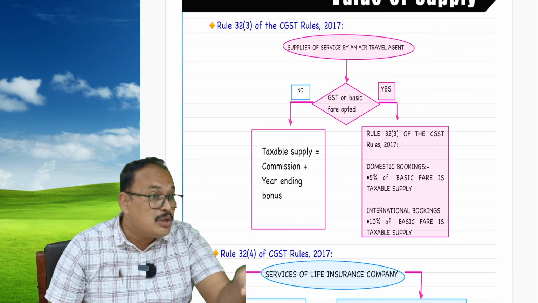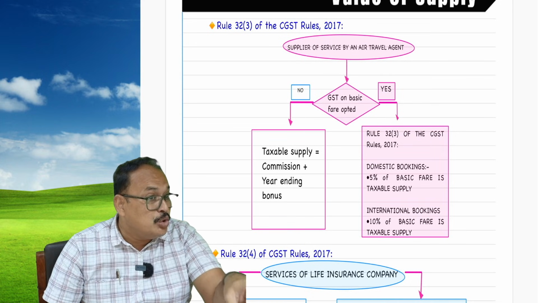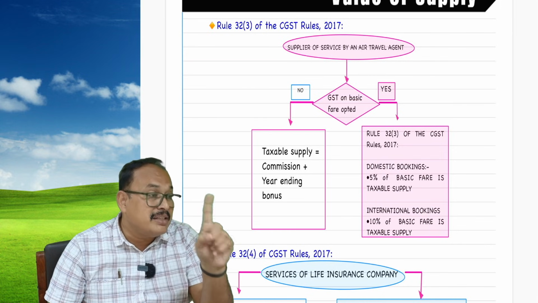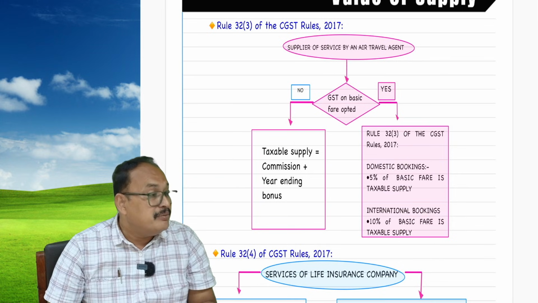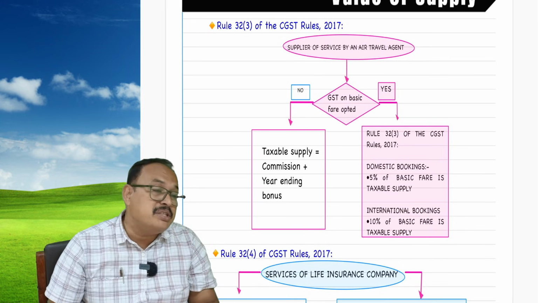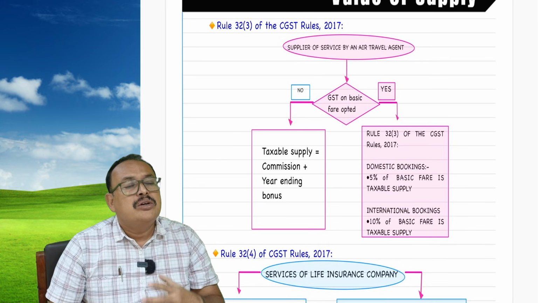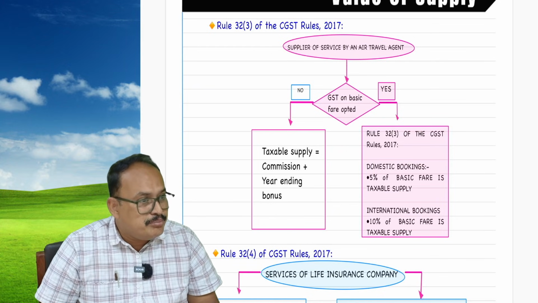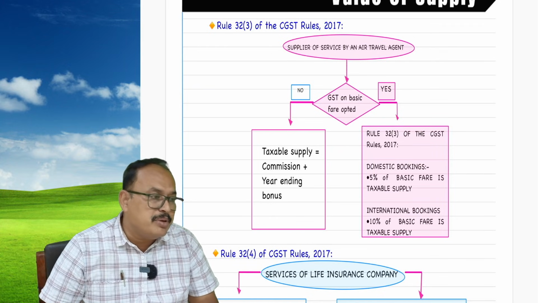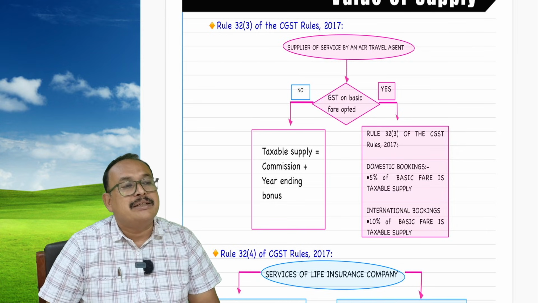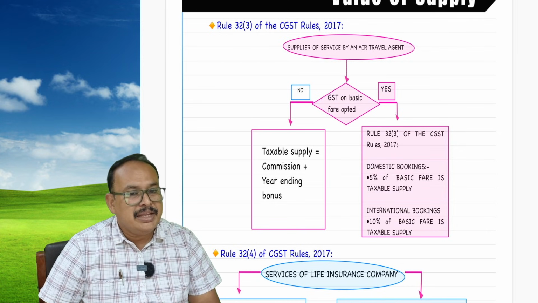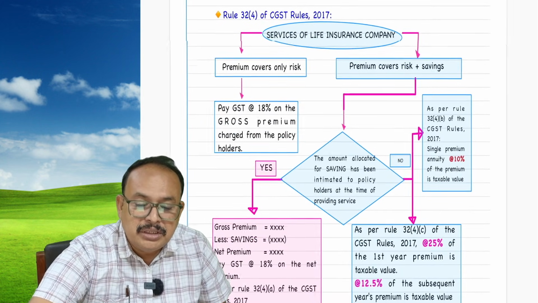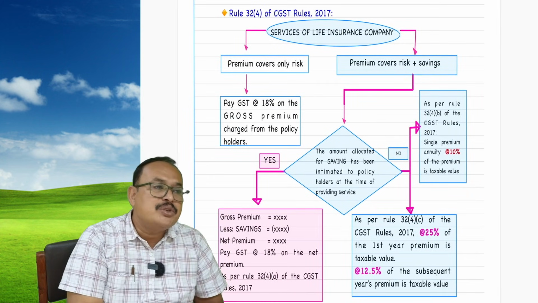Unlike Rule number 32, sub number 2B, where once you opt you can withdraw only after the financial year gets over, here the air travel agent can choose transaction to transaction whether to pay GST on valuation rules basis or on commission basis. Commission here includes year-ending bonus. Get my point, sir? Further, Rule number 32, sub number 4 talks about life insurance companies.